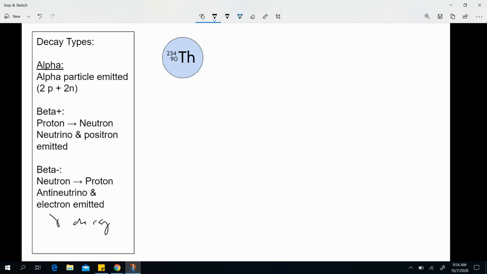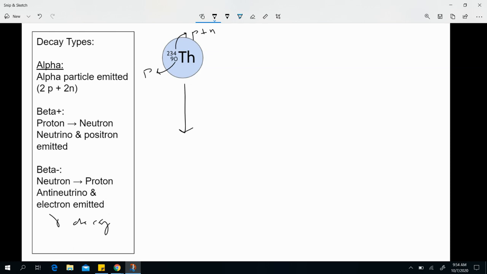Let's get started with our thorium-234. 234 is our protons plus neutrons. That's our atomic mass. And this 90 is just our protons. That is the atomic number. That's how I knew it was thorium.